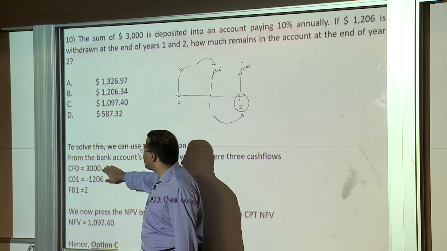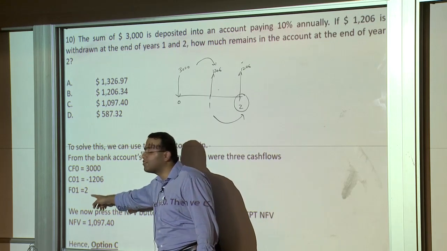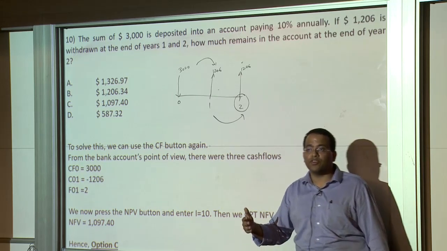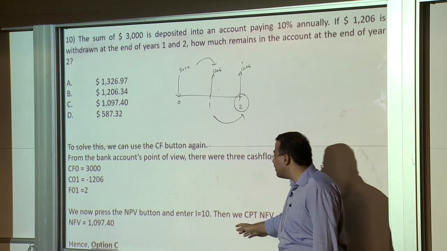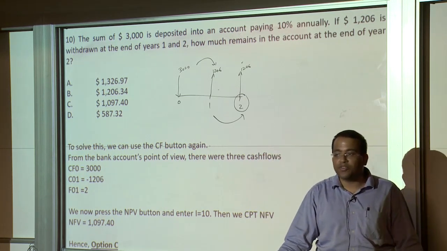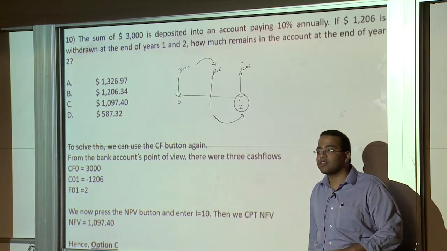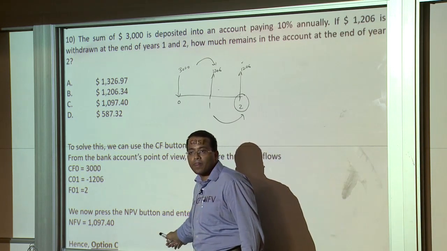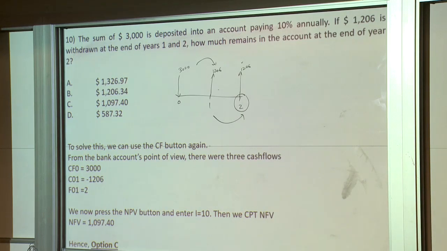So 3000 is one cash flow, then 1206 was withdrawn for 2 years. F01 here becomes 2 because the withdrawal has happened twice, a frequency of 2. You feed in these numbers, and once again you calculate the NFV. Most of you don't have the NFV, so you compute the NPV and then push it 2 years ahead. If you do all that, you should get 1097.4. Is that clear? So the answer to that question is option C, 1097.4.